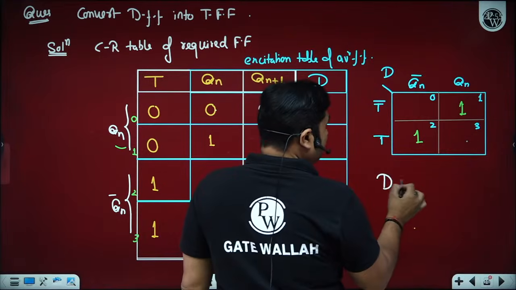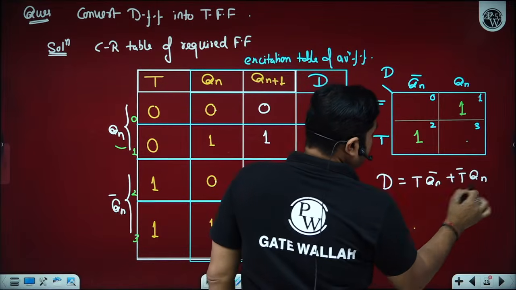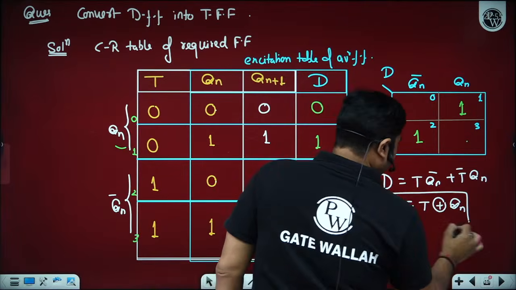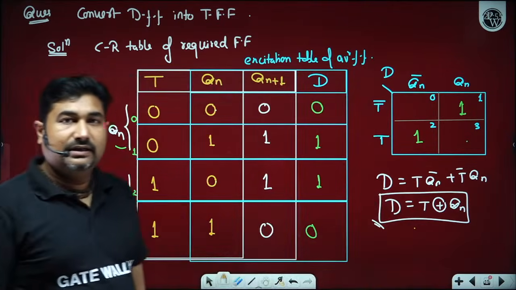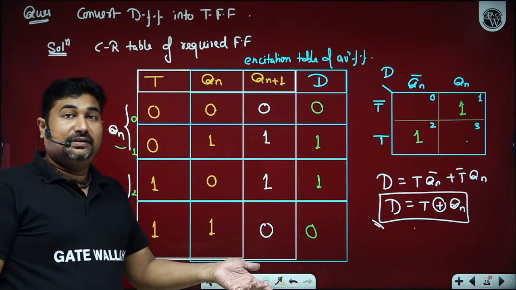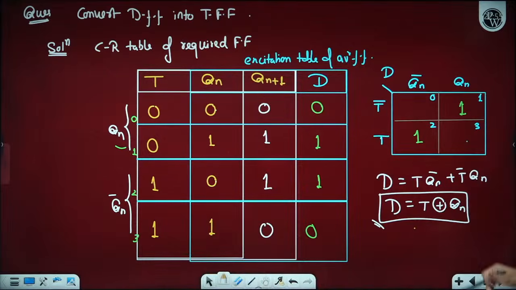So D will become T Qn bar plus T bar Qn. It means T XOR Qn. Great, sir. So you can implement T flip-flop from D flip-flop. Is it okay? You can implement T flip-flop from D flip-flop as T XOR Qn.